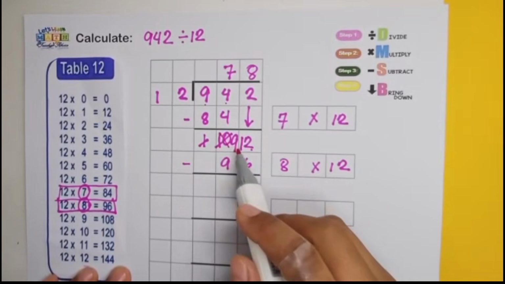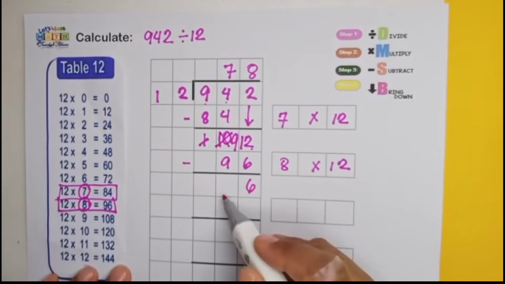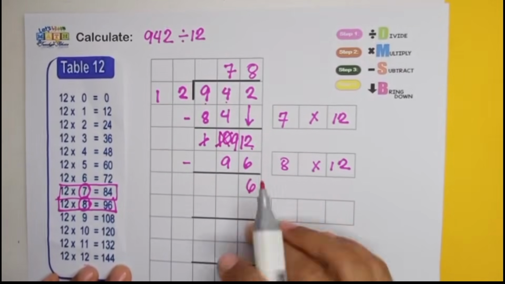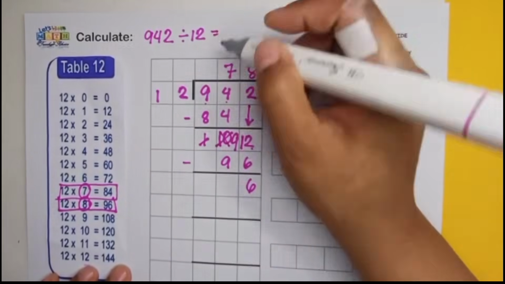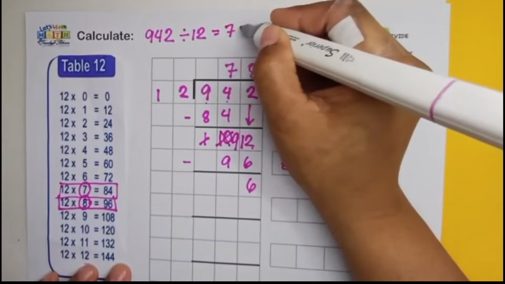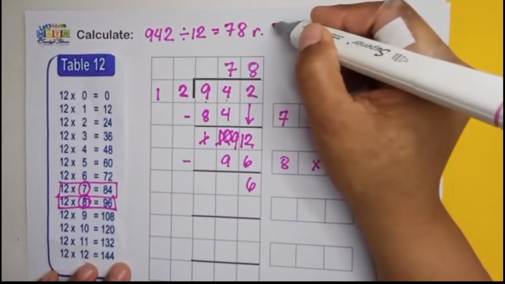The leftover in here is 9. 9 minus 9 will give me 0. Therefore, 942 divided by 12 is 78, remainder 6.